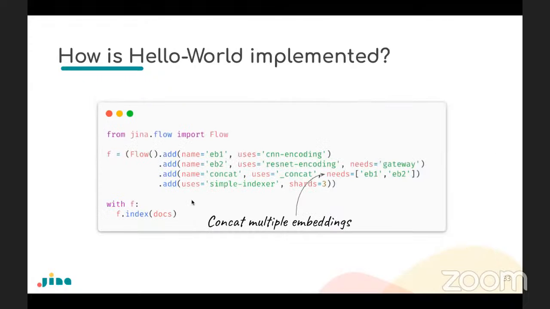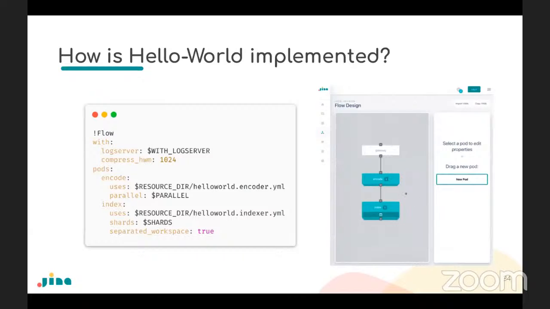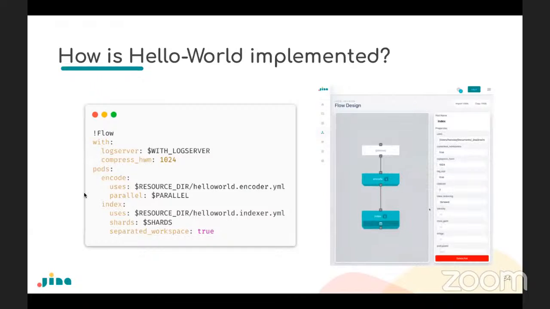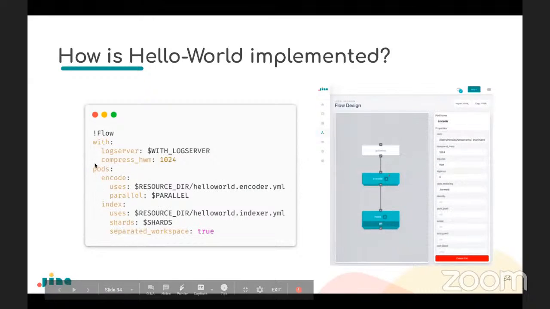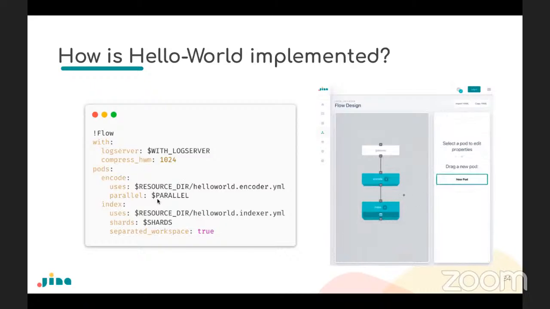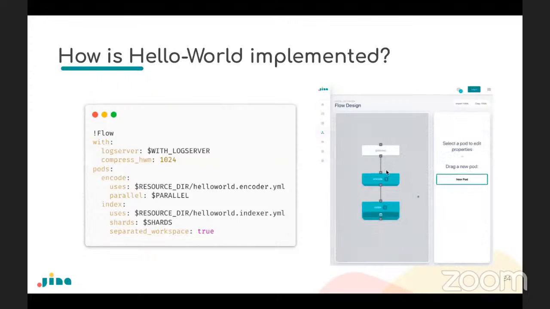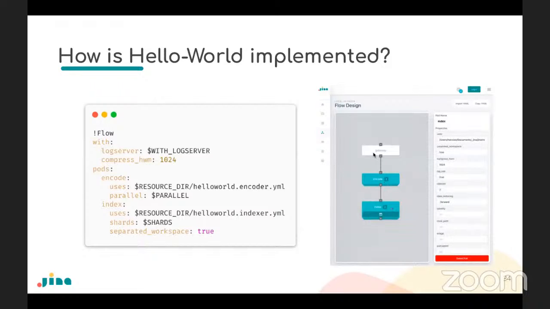So just like we used a simple Python snippet for implementing the flow, it is also possible to have the same flow implemented via a YAML file or through Jina dashboard. In the YAML specification, we just define a simple flow specifying the different pods, like the encode pod here, followed by the index pod, and use certain environment variables to map the path correctly, to define number of parallel replicas and the number of shards. Or use the dashboard where you can very easily define the different pods and interconnect them, have a parallel and a sequential flow.